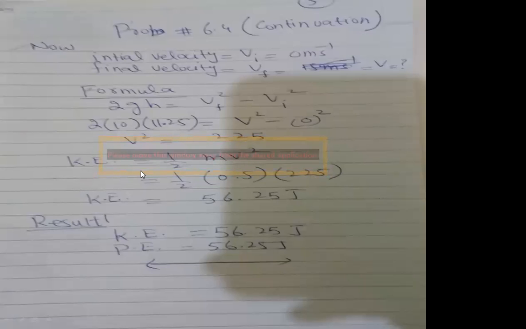Use the formula kinetic energy is equal to half mv square. In the beginning of the numericals, I told you there are two formulas we will use: potential energy is equal to mgh and kinetic energy is equal to half mv square. I will use the same formula over here. The mass is 0.5, and the velocity v square is equal to 225. If you multiply 0.5 with 225 and divide this by 2, you will get 56.25 joule. So our kinetic energy will be 56.25 joule.